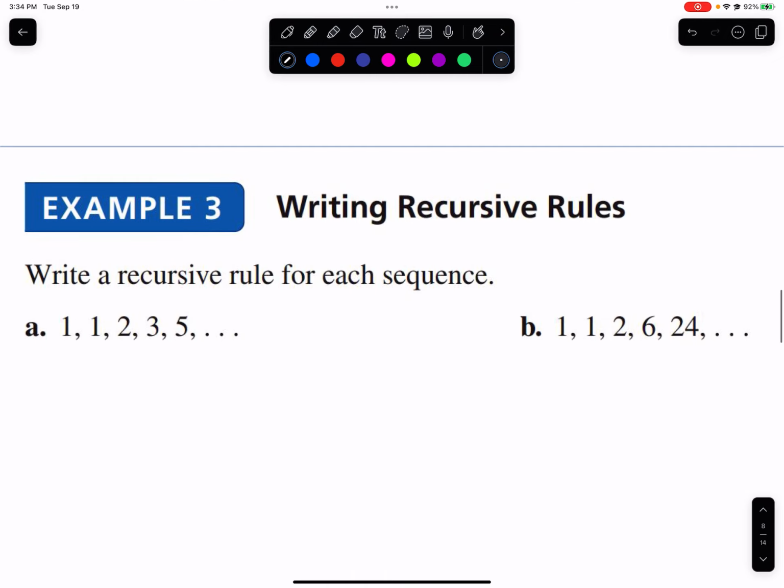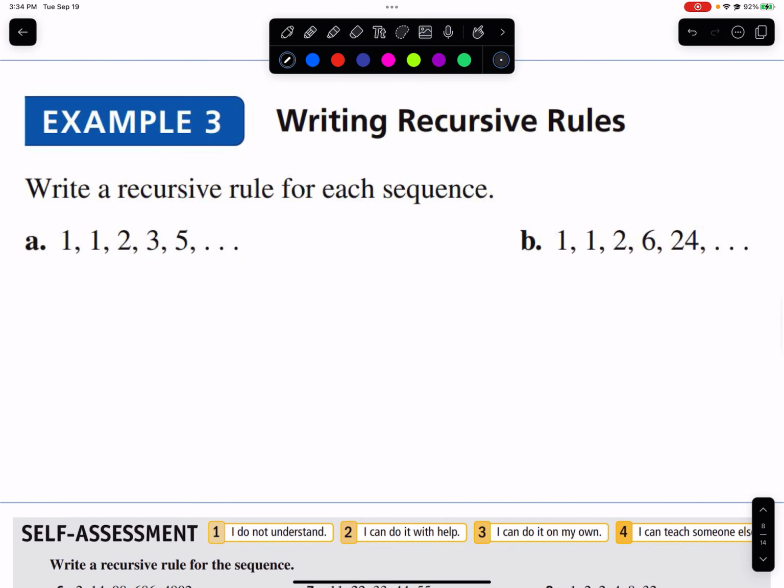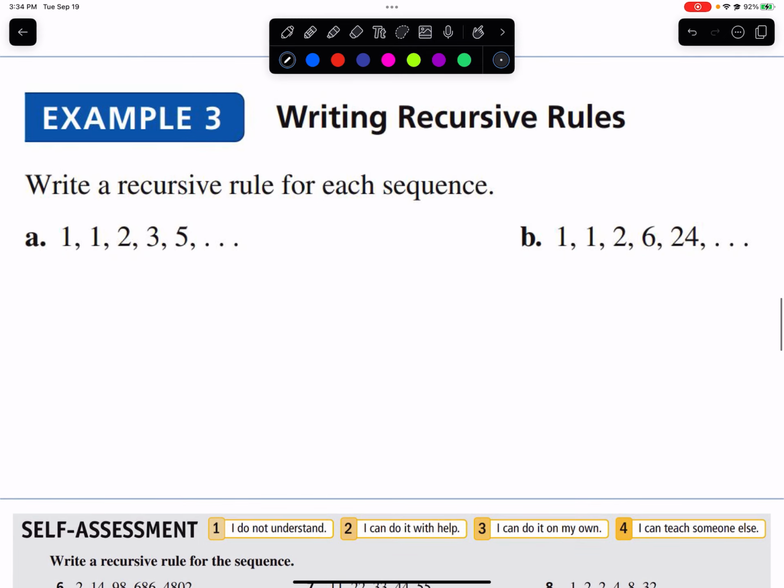Okay, example 3. Again, writing a recursive rule. So these are a little different. They're not arithmetic or geometric. So we have to be able to determine what's going on. Well, if I want to think about it, I probably am using the position somehow. Or if I look, it looks like I'm adding the previous 2 terms. So 1 plus 1 is 2. 1 plus 2 is 3. And 3 plus 2 is 5.